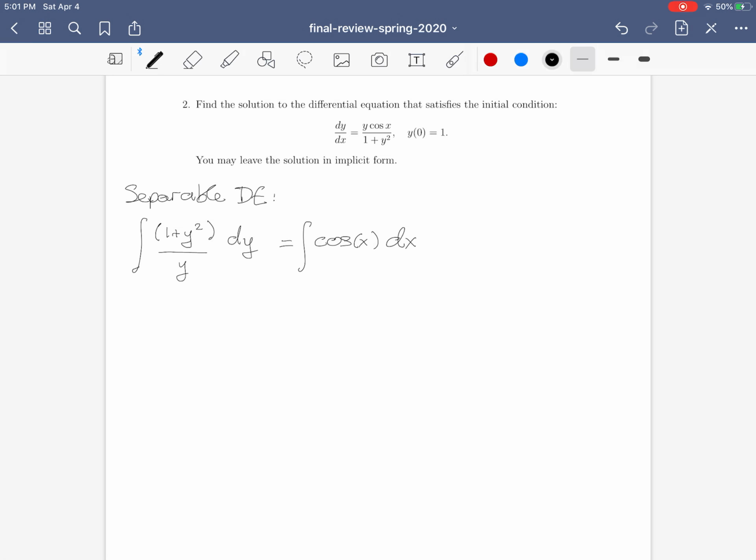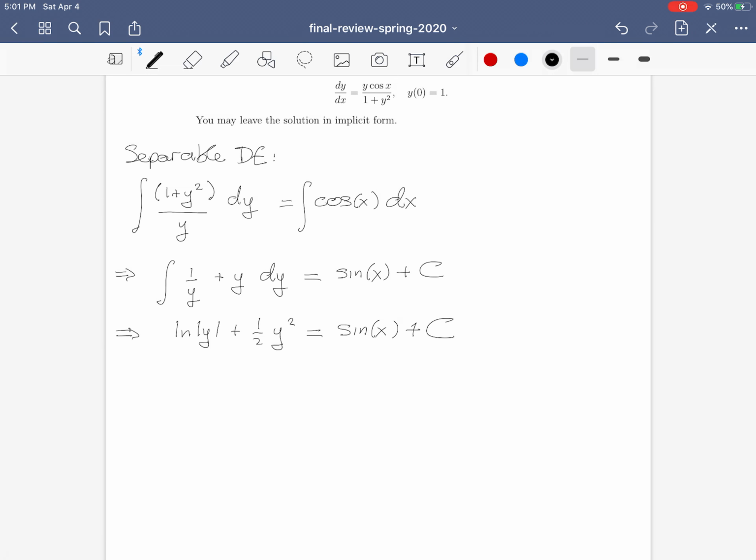So the left-hand side, let's expand the numerator. So I get the integral of 1 over y plus y dy. And then on the right-hand side, we can integrate this right away, and we can write this as sine x plus an arbitrary constant. Now let's integrate the left-hand side. So I get ln of the absolute value of y plus 1/2 y squared is equal to my right-hand side, which is sine x plus an arbitrary constant. Of course, because we already have an arbitrary constant on our right-hand side, we don't need a second arbitrary constant on our left-hand side.